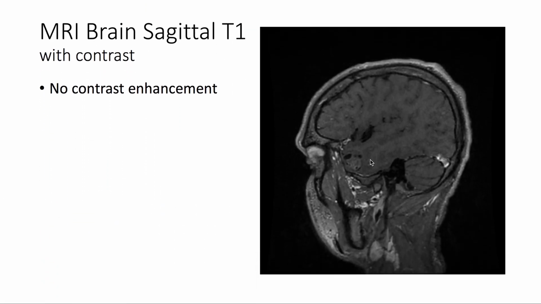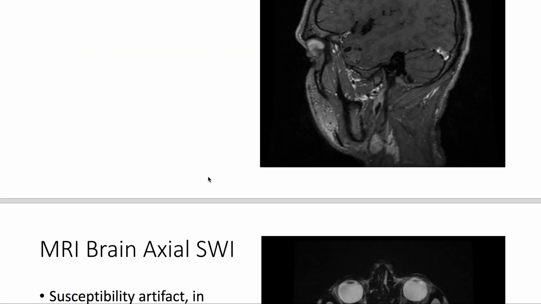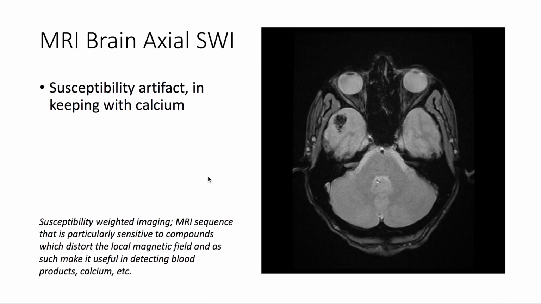Here, the T1 weighted image with contrast. There's no contrast enhancement. In the MRI brain axial view SWI, we do have a susceptibility artifact in keeping with calcium. Susceptibility weighted imaging is an MRI sequence that's particularly sensitive to compounds which distort the local magnetic field, and as such makes it useful in detecting things such as blood products and calcium.